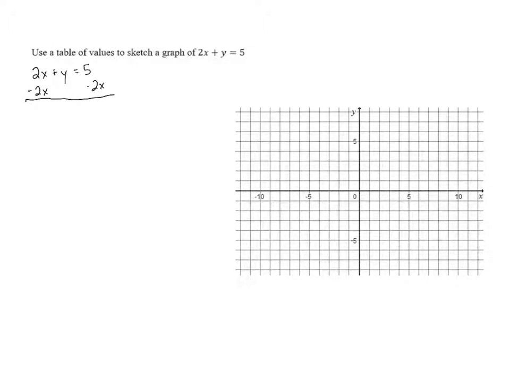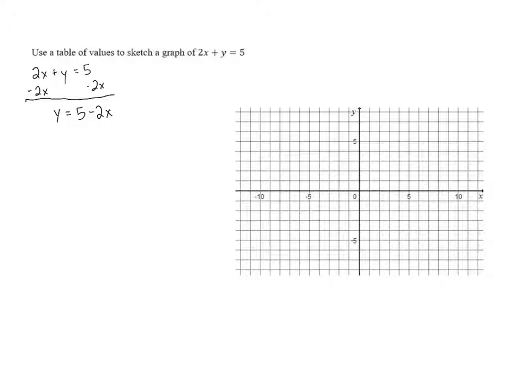On the left-hand side, that just leaves us with y. And on the right, we have 5 minus 2x. Those aren't like terms because the 5 doesn't have an x and the 2x does, so we can't combine them. We have to leave them separately, 5 minus 2x.